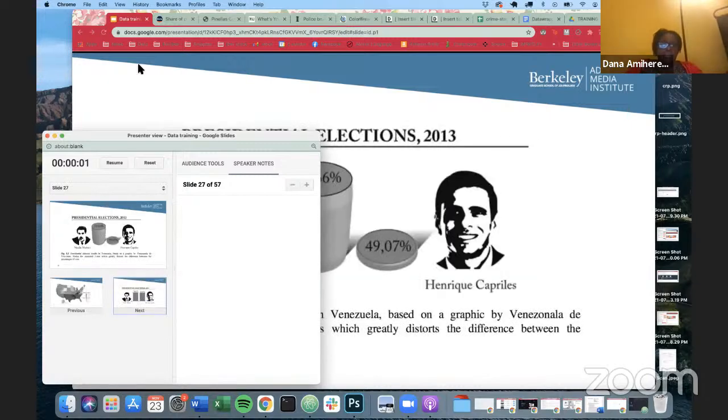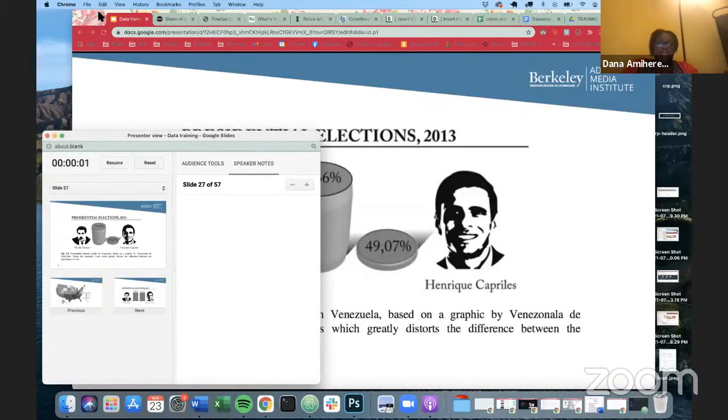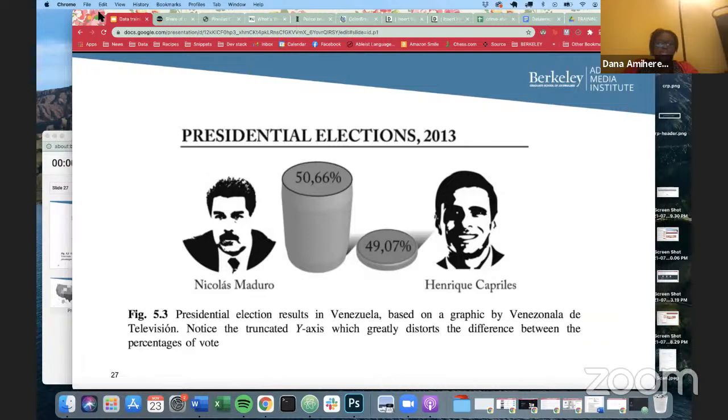Okay. And then this is something that we'll talk about a little bit later, looking at proportion and looking at perspective when we're talking about creating our data visualization. So this is based off of election propaganda from a Venezuelan election back in 2013. So this guy, Maduro, he actually won against this guy, Capriles. The vote was about 51% to 49%.